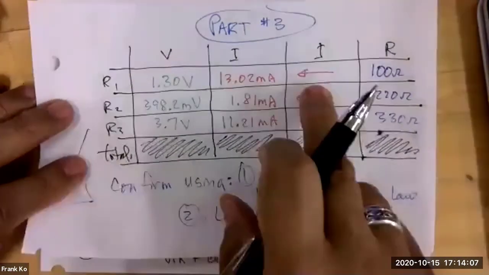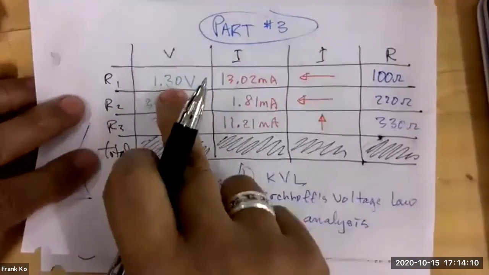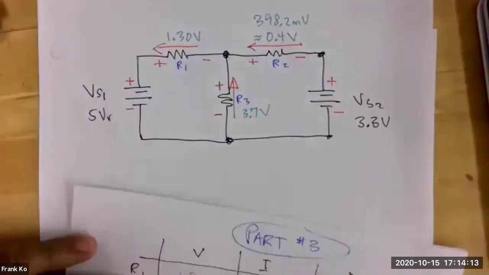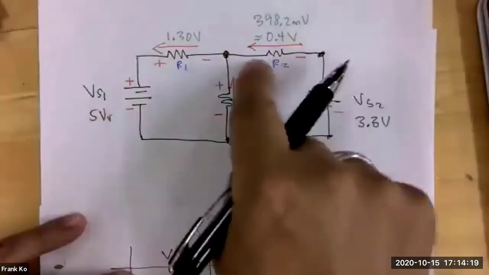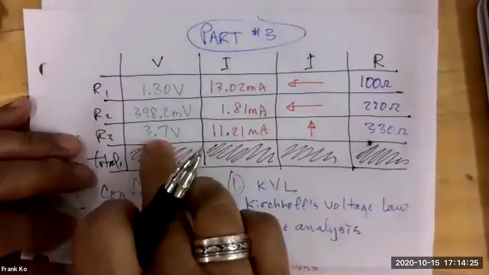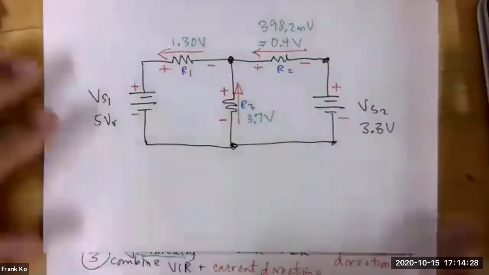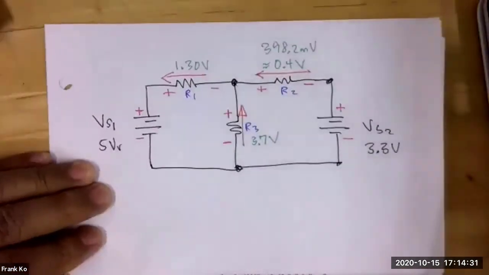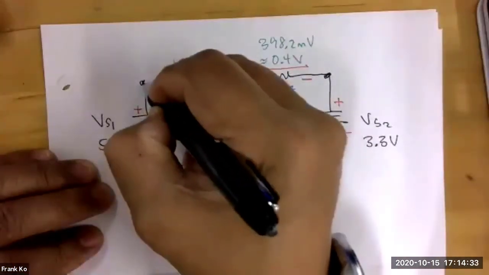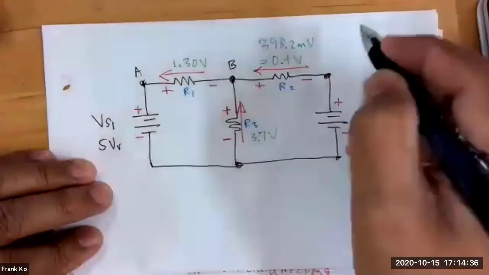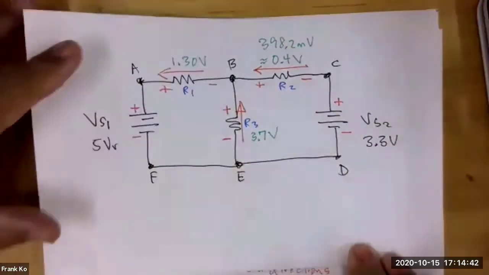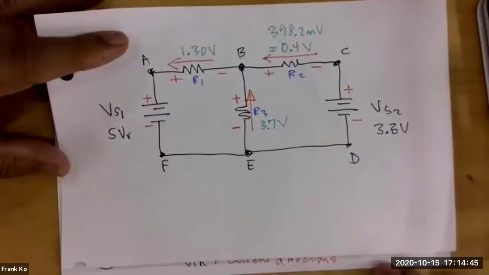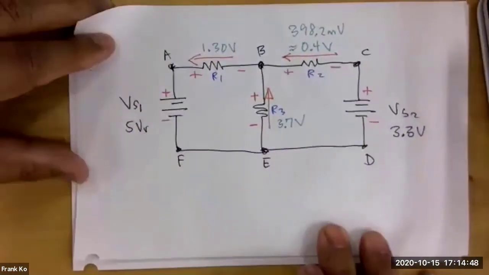We want to double check. R1 was to the left at 1.3 volts. R2 was to the left at approximately 0.4 volts, and R3 was up at 3.7 volts. Let's bring back in our letters. So here is point A, B, C, D, E, and F. Now, look at the magic. How many loops do you see in this illustration?